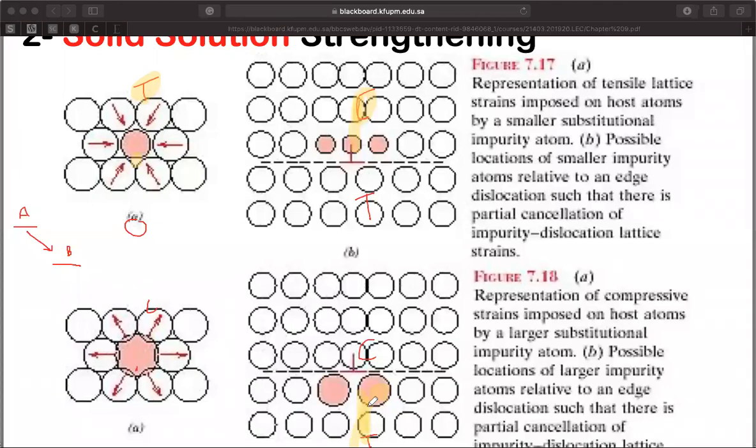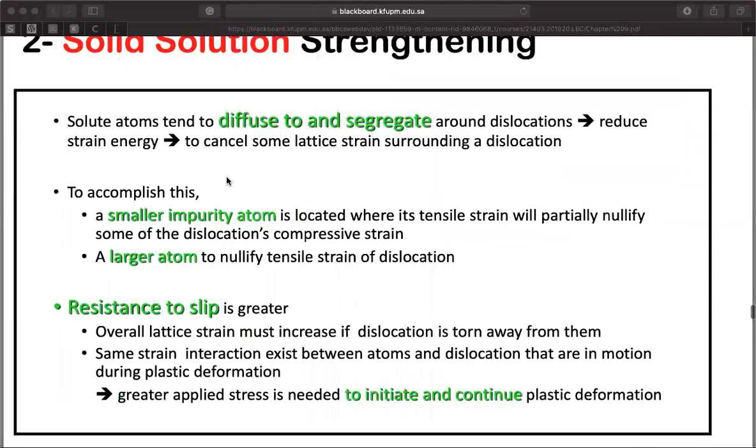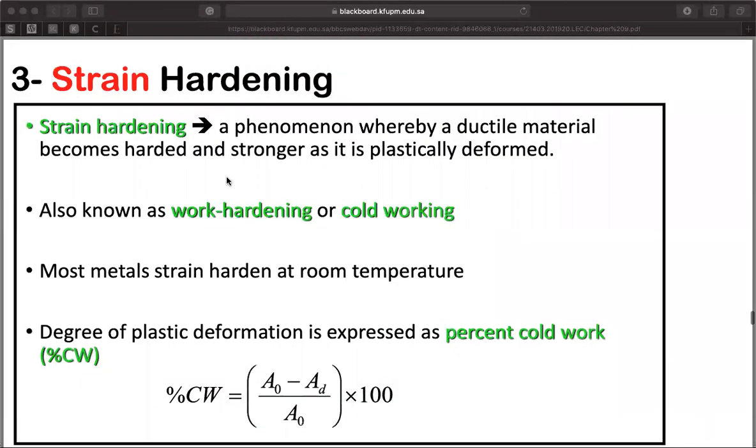So as a result, you can reduce the strain field that was there around the dislocation by doing so. So you can move from state A to state B, and you can imagine that the material becomes now more stable. It will be difficult to take it back to state A where you have a higher state of energy. So solid solution will help in increasing the strength of the material.